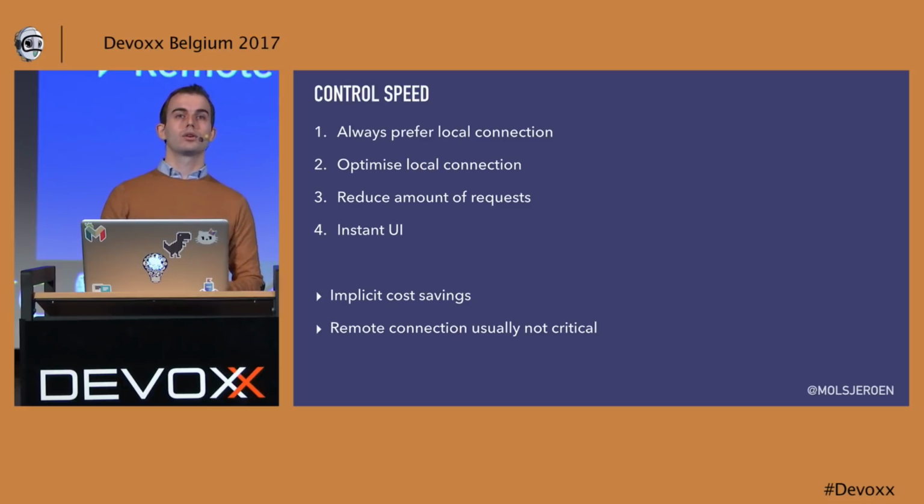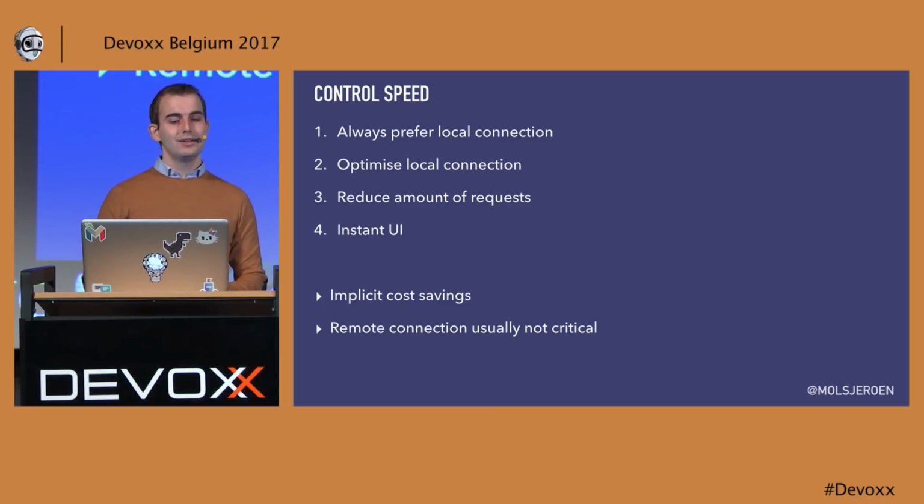But when you're using the local connection, you need to optimize the hell out of it so you're making the most efficient use. You also need to reduce the amount of requests you make. And then also on the UI level, you can do some nice tricks to make stuff appear faster.